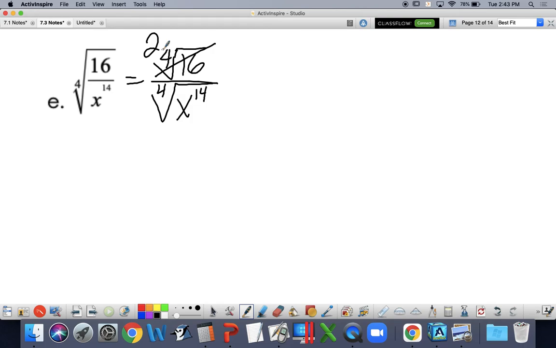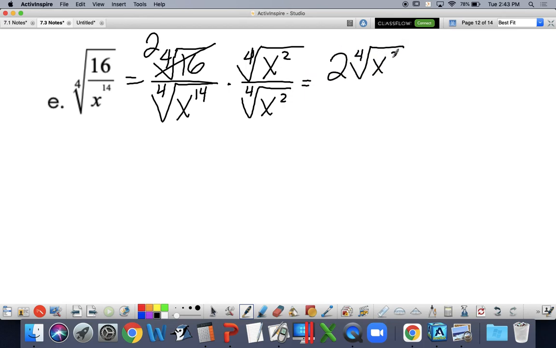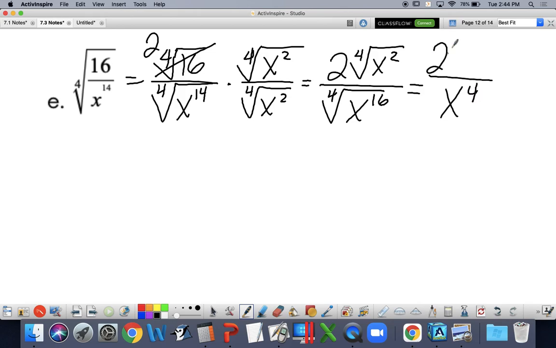I currently have 14 x's under my radical. What's the next number up from 14 that is divisible by 4? 16. So how many more x's do I need? 2. So I get 2 over the 4th root of x to the 16th, which is just x to the 4th. No more x's under a radical, no more radical in the denominator, and that's all I was going for.